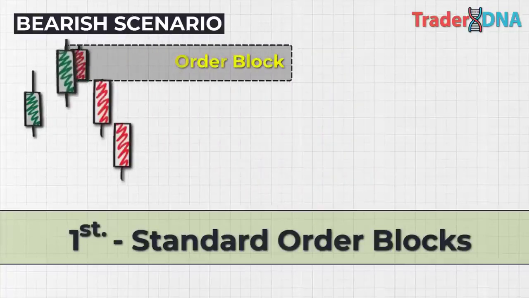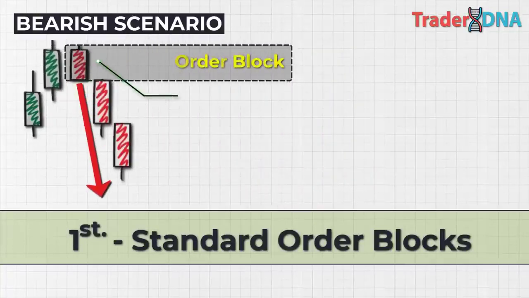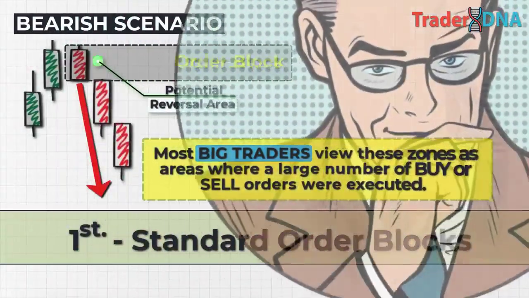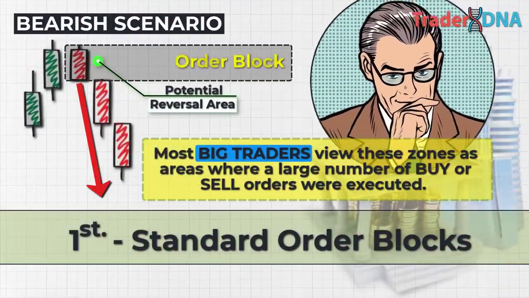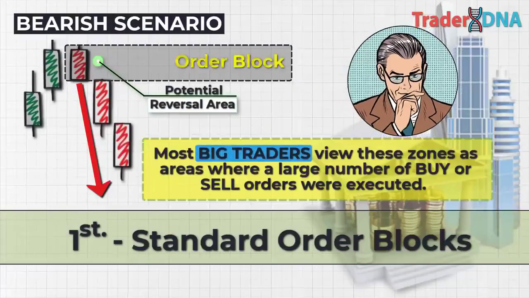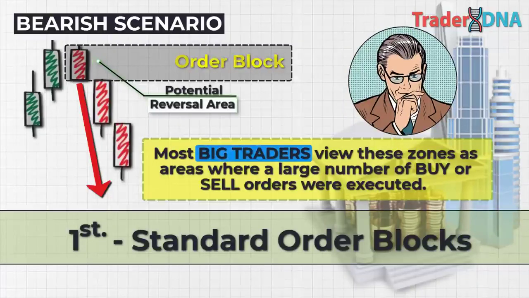The theory behind considering these zones as potential reversal areas is based on the belief that these zones represent manipulation areas formed just before significant market movements. Most big traders view these zones as areas where a large number of buy or sell orders were executed. Therefore, by using these zones in our trading strategy, we potentially take advantage of the likelihood of price reversals and changes in direction when reaching these areas.